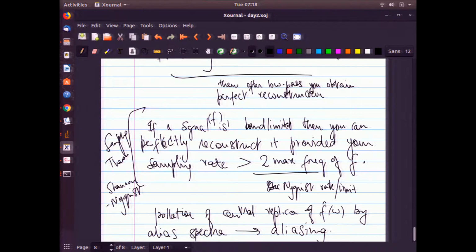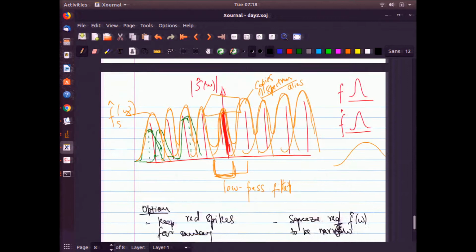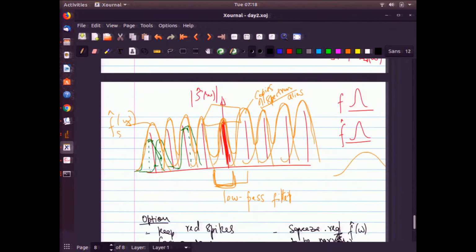What happens there is nothing but saying that this part that I'm going to clip out is polluted by this alias copy. So if your sampling is too wide, then this will become close. This will come closer and closer there, which means this alias will overlap with your reconstruction. So once you do a low pass, it will contain information about alias spectra, and it's called aliasing.